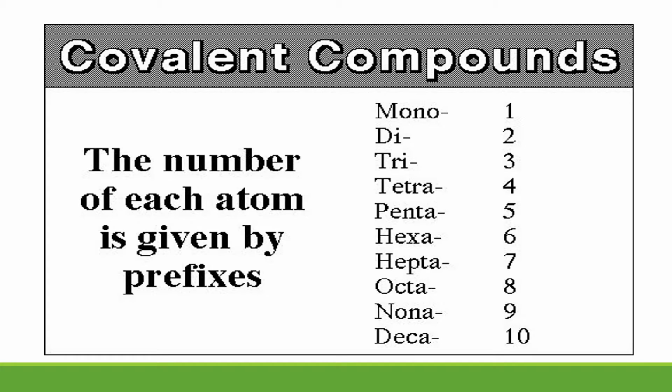So this is important. When we're writing covalent compounds, instead of using the charges to signify the subscripts of how many there are, we are going to be using prefixes to identify the number of each atom.